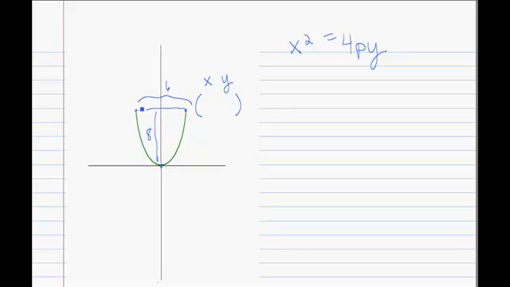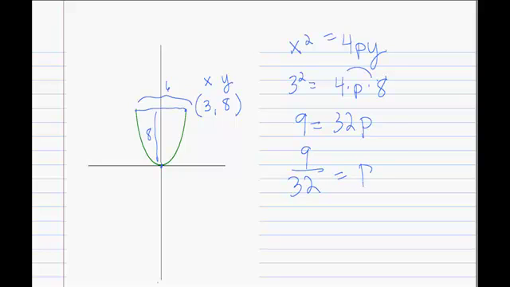The x-coordinate here is going to be half of 6 because it's being positioned over the y-axis. So the x-coordinate is going to be 3 and the y-coordinate is going to be 8. We substitute these values into this equation. So we get 3 squared equals 4 times p times 8. 9 equals 32 times p. And now we divide both sides by 32 to get p by itself. And this is actually our answer.